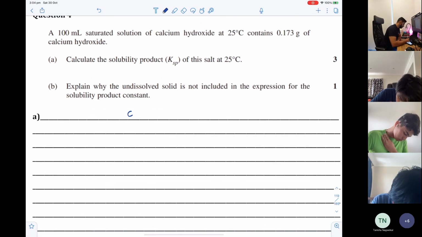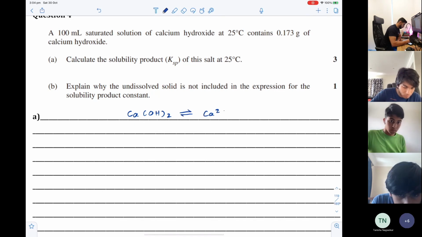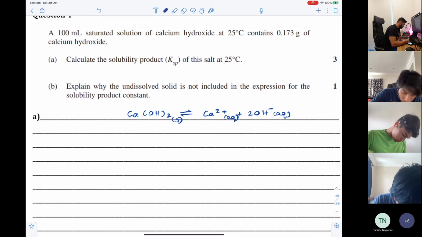Tell me what it looks like. Ca(OH)2, double arrow, Ca2+ plus 2OH minus. Good. Aqueous on the right, solid on the left. Good job. All right, what do I do next? Okay, then we can find the KSP value from the table for calcium hydroxide.